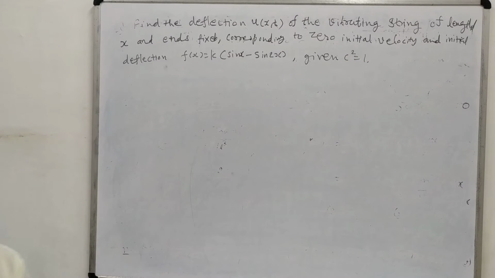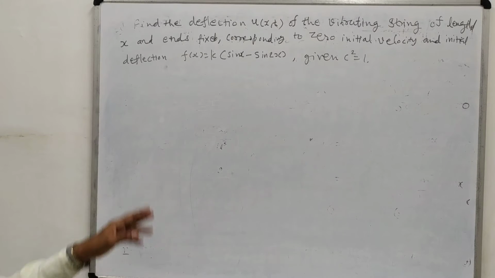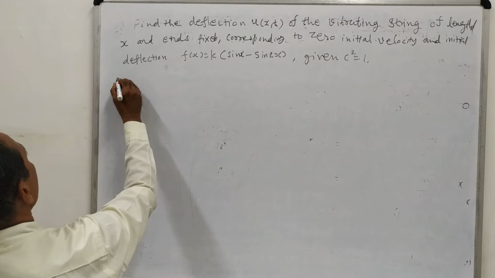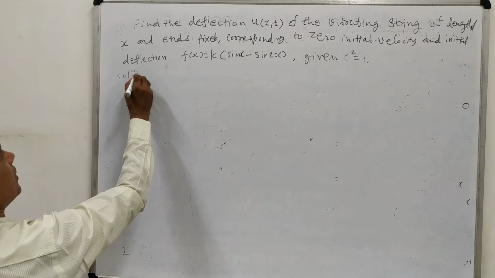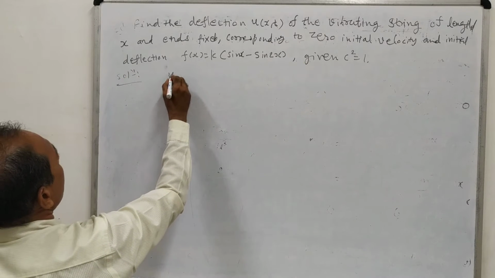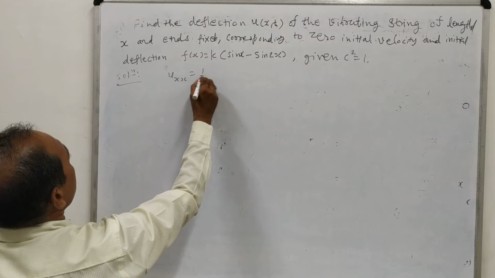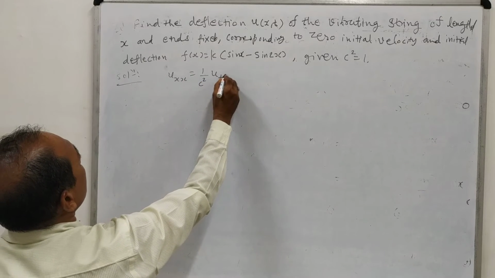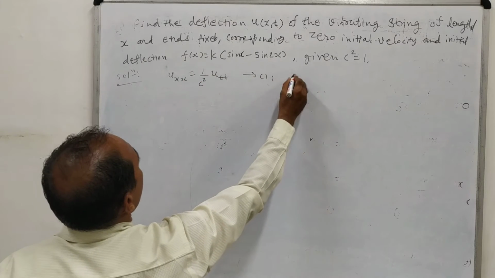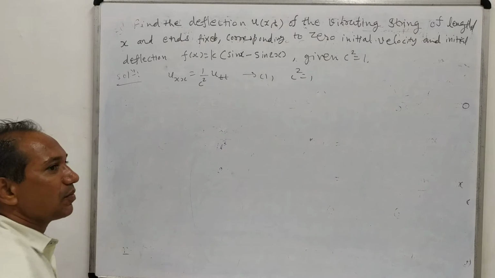So here again it is the problem based on vibration of string. So the equation is given as u_xx equal to 1 upon c square u_tt. This is equation number 1, and c square equal to 1. So you can put this value.